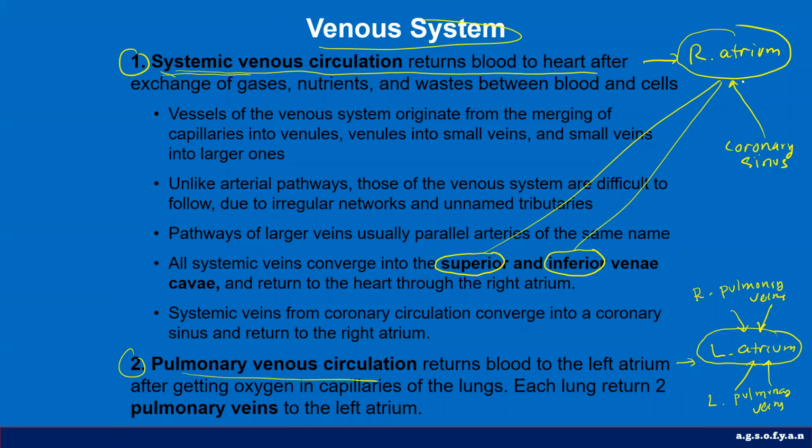Okay, and there will be three blood vessels that enter into the right atrium: inferior vena cava, superior vena cava, and coronary sinus.